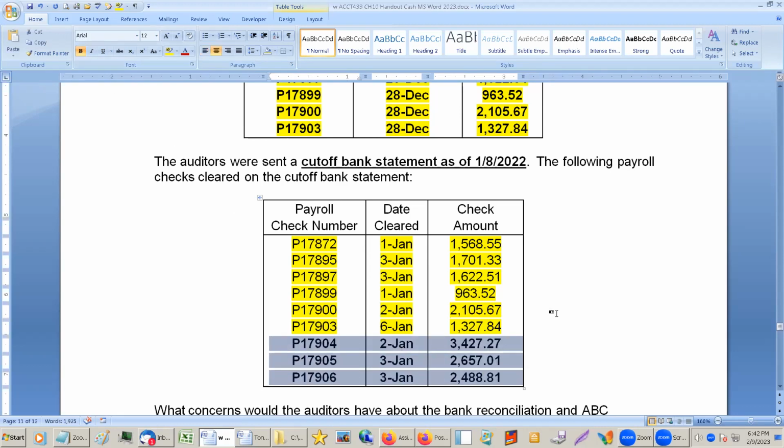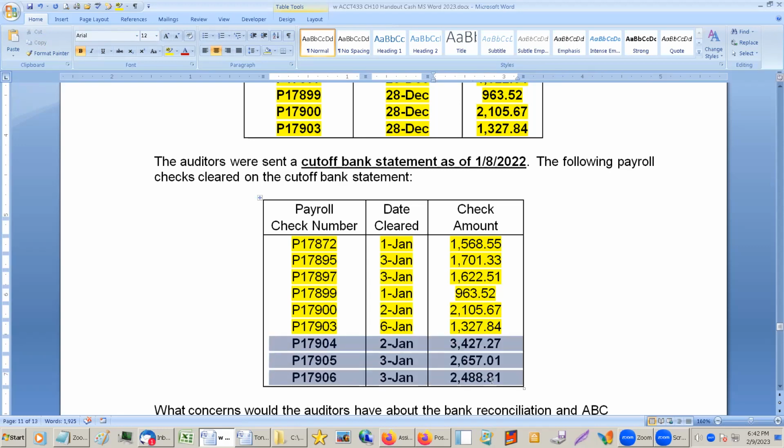For these checks to clear, they almost certainly had to relate to the previous year. It's hard to believe someone would earn $3,427 in 2 days. Maybe they did, but anyway, these down here may very well be payroll checks that belong in the previous period. It might be that these belong as some kind of salary expense or bonus expense or whatever they are.